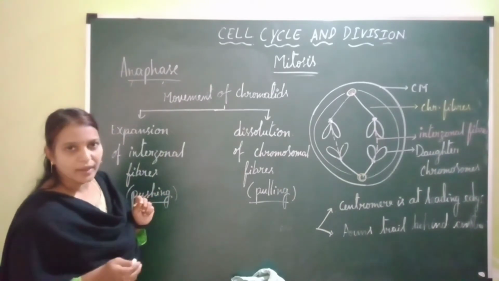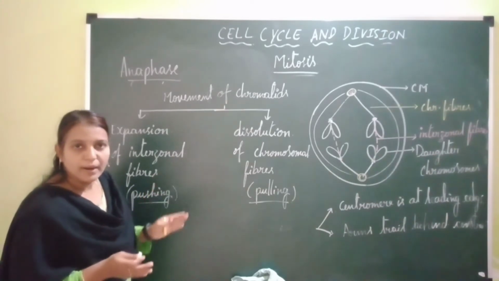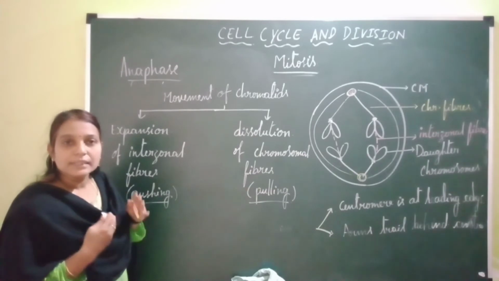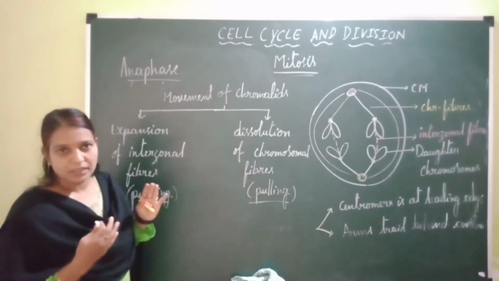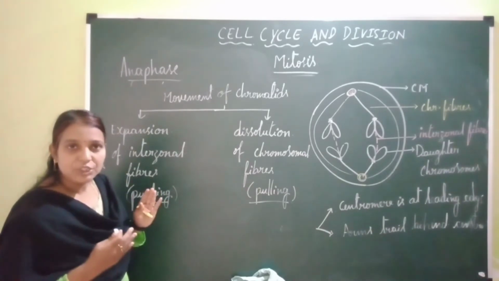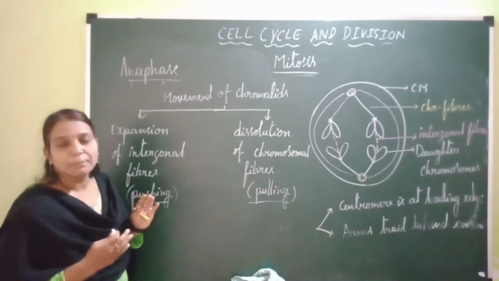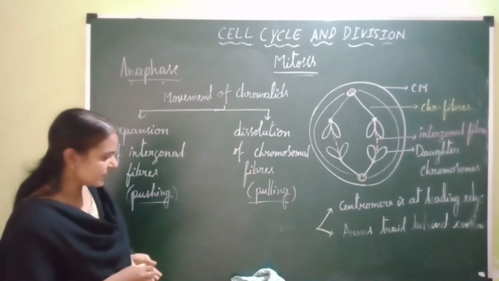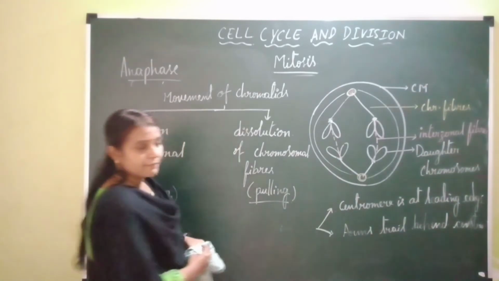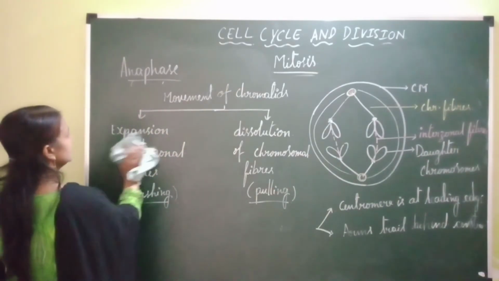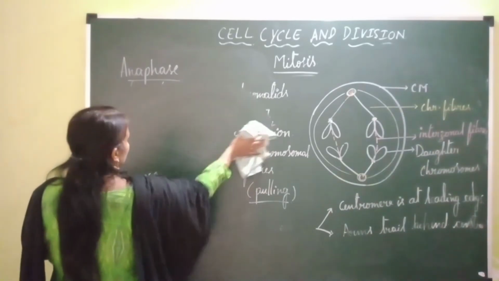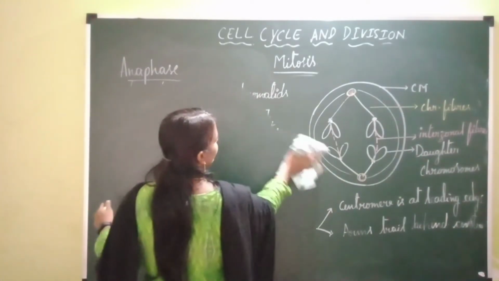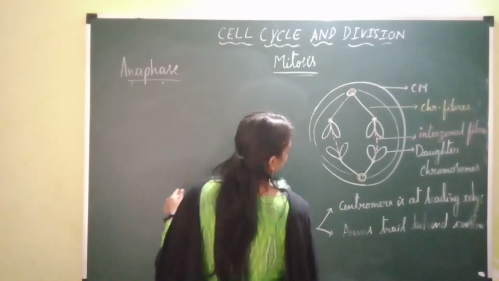During this movement, the chromosomes or chromatids appear in different shapes depending upon the position of the centromere. Now let's study the shapes of chromosomes which appear during anaphase as they move towards two opposite poles of the cell. Anaphase is the best phase to study the shape of chromosomes, whereas metaphase is the best phase to study the number and morphology of chromosomes.